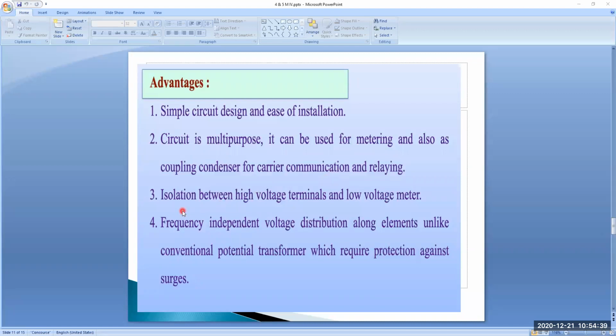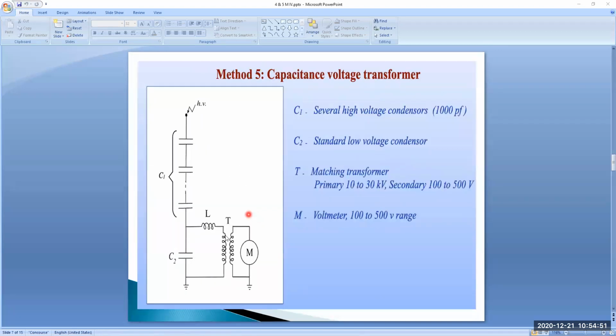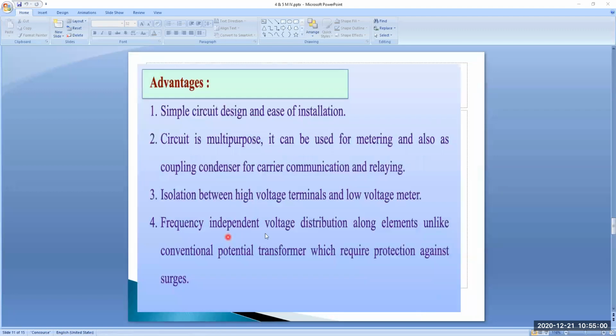And next, the third one, isolation between high voltage terminal and low voltage meter. This is called a matching transformer. It's also called an isolation transformer, and you can consider it a 1:1 transformer. Okay. So frequency independent voltage distribution along elements, unlike a conventional potential transformer, which requires protection against surges.